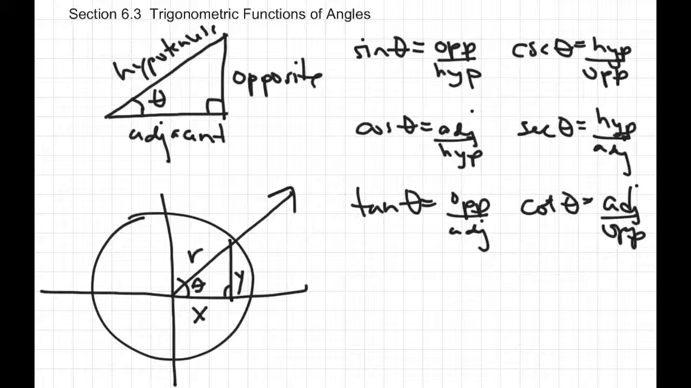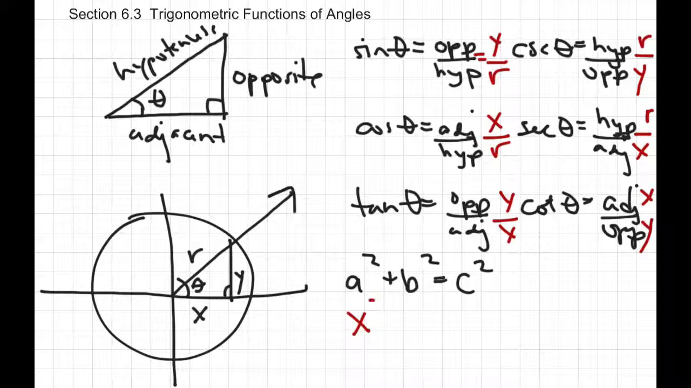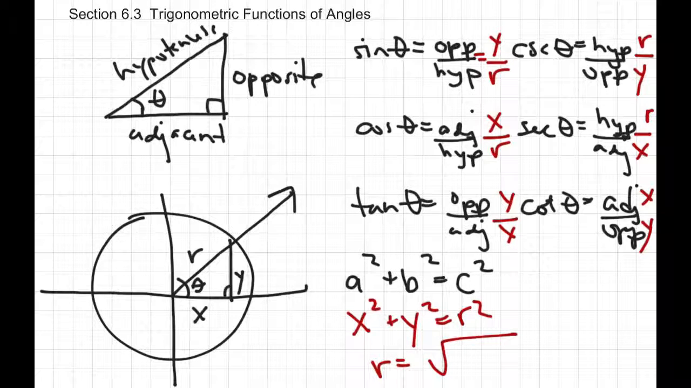So the definitions now are: sine is y over r, so cosecant is r over y. Cosine is x over r, so secant is r over x. And tangent is y over x, which is x over y when you're looking at the cotangent. Since r is the hypotenuse, normally we use a squared plus b squared equals c squared. Well, when we use x, y, and r, it becomes x squared plus y squared equals r squared. So r, the hypotenuse, is always the square root of x squared plus y squared.